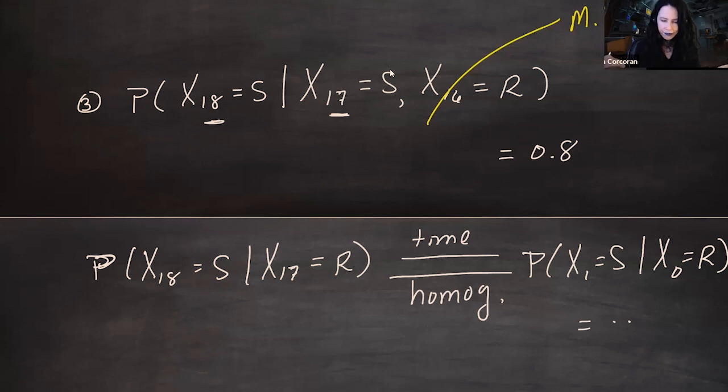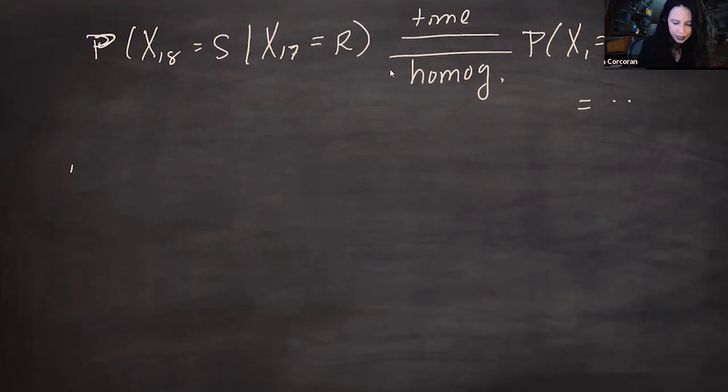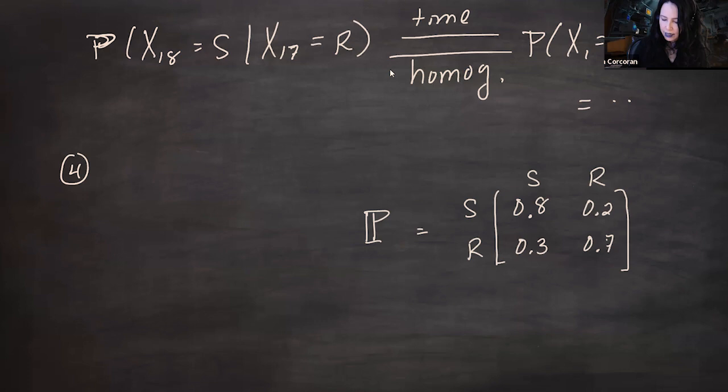Okay, yeah, so 1, 2, 3, 4. For my fourth trick, bring the matrix back down.